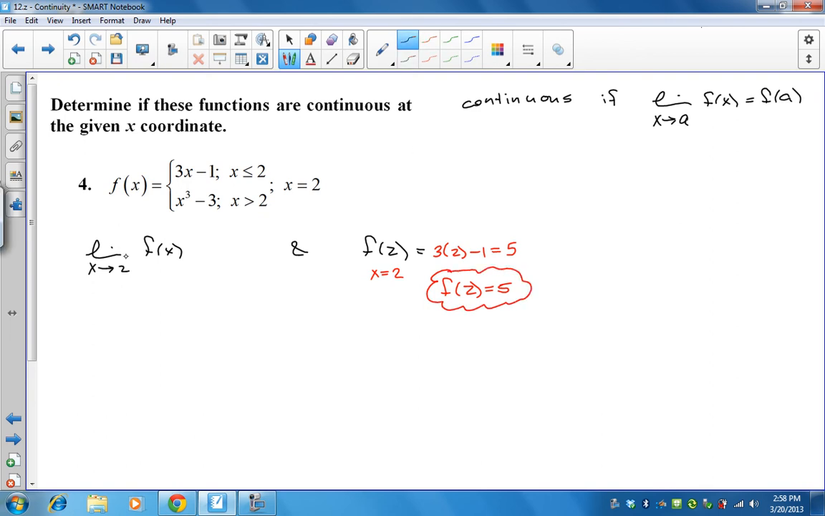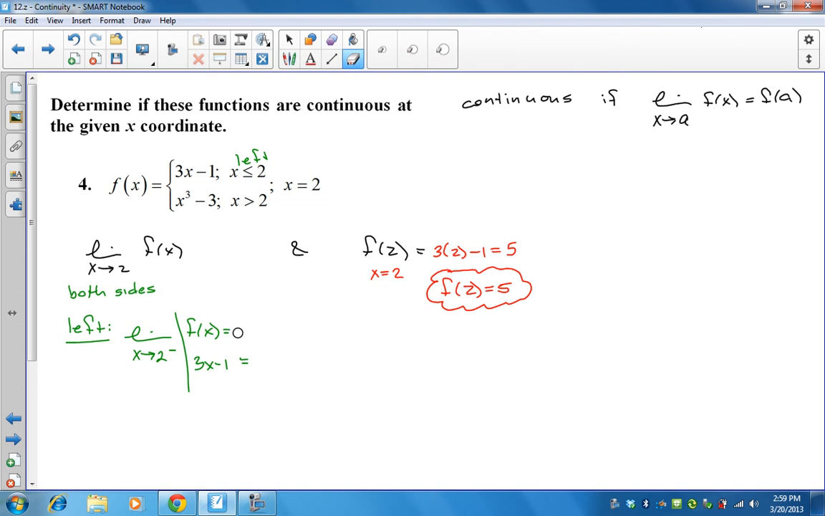Now I need to find the limit as x approaches 2. And when you're doing limits, if you have a piecewise function, I have to look at both sides. I'm going to start by looking at the left side. Okay, what is the limit as x approaches 2 from the left of this function? Well, the left side, that's my top equation. x is less than 2, so that's the left side of 2, so that'll be the function 3x minus 1. And when you plug in 2 for that, 3 times 2 is 6, minus 1 is 5. So my left side's approaching 5.